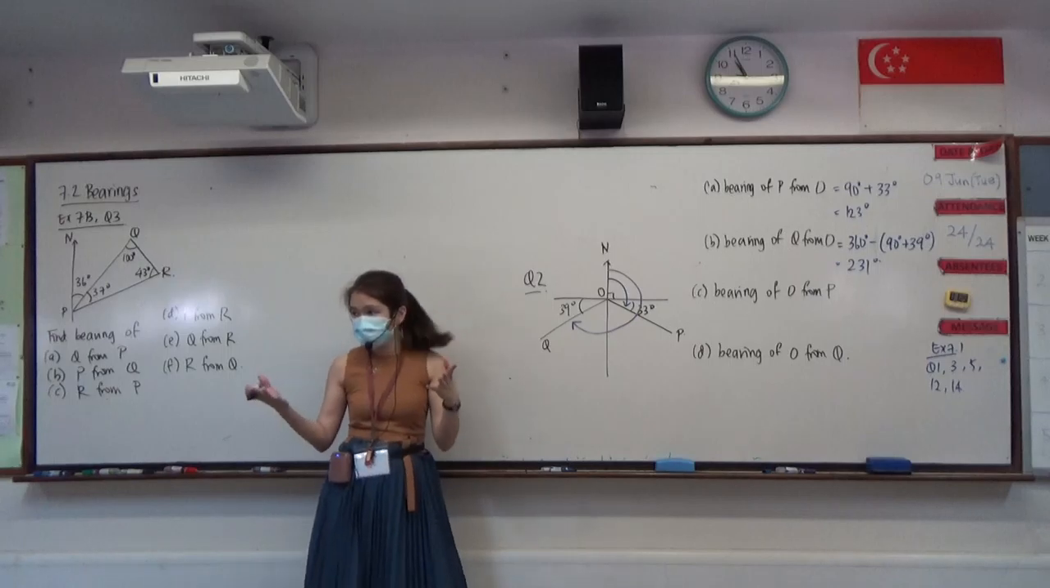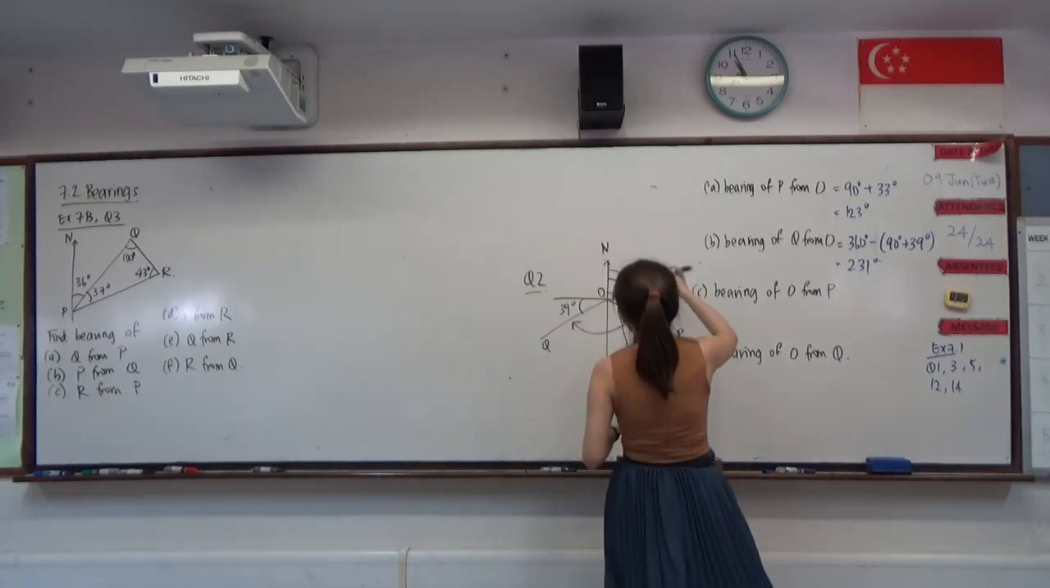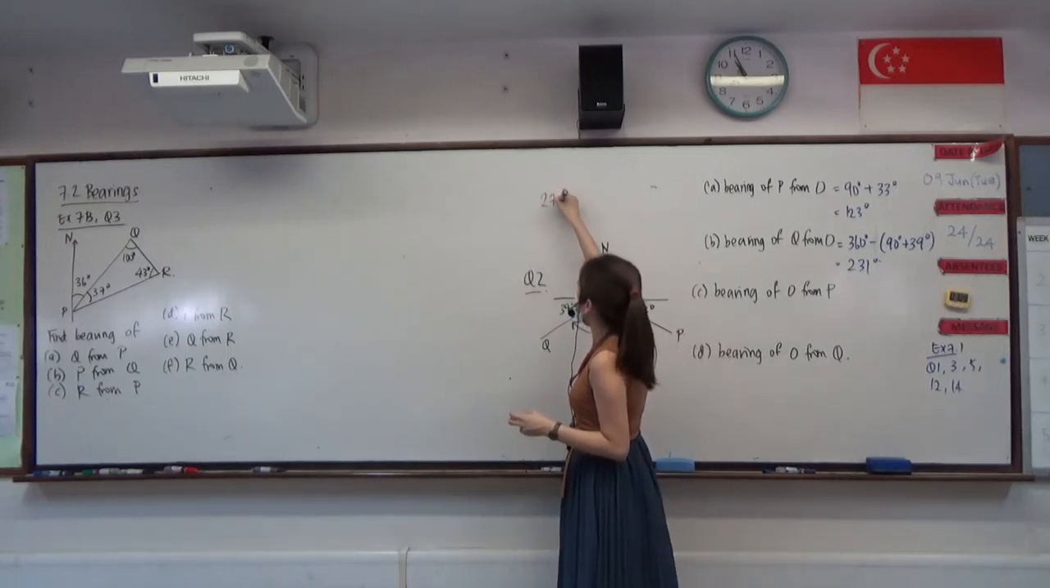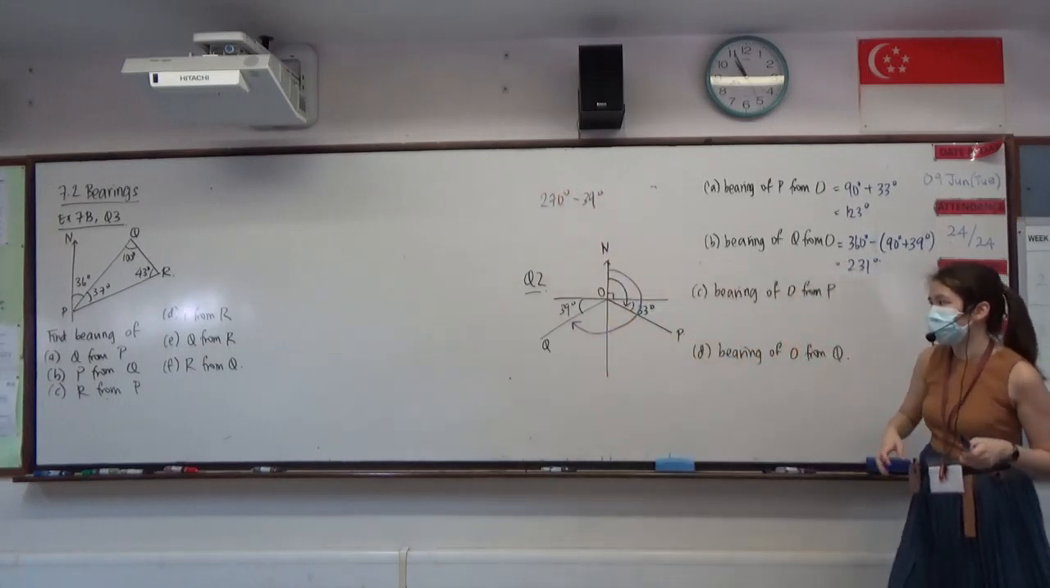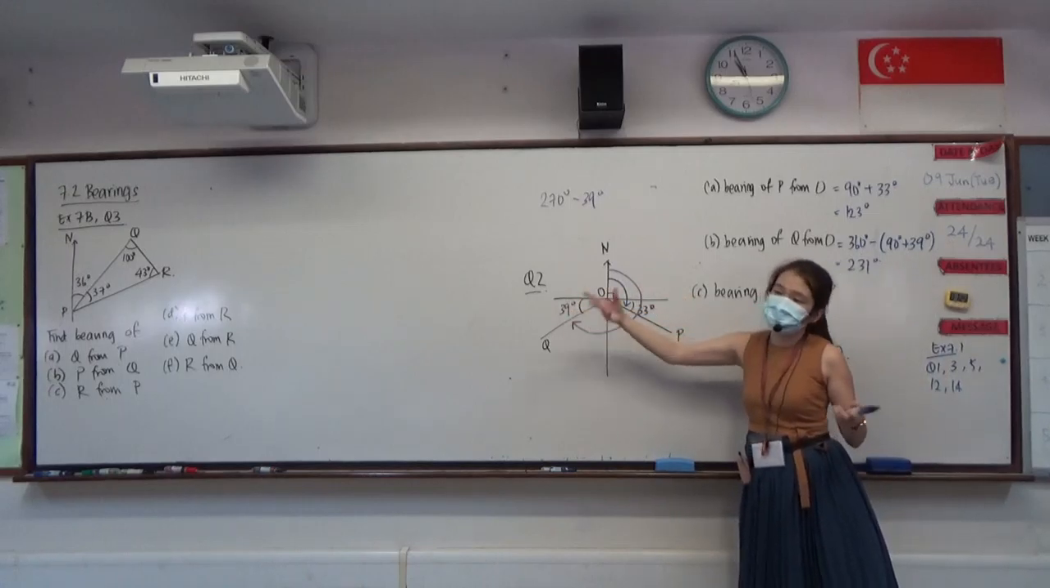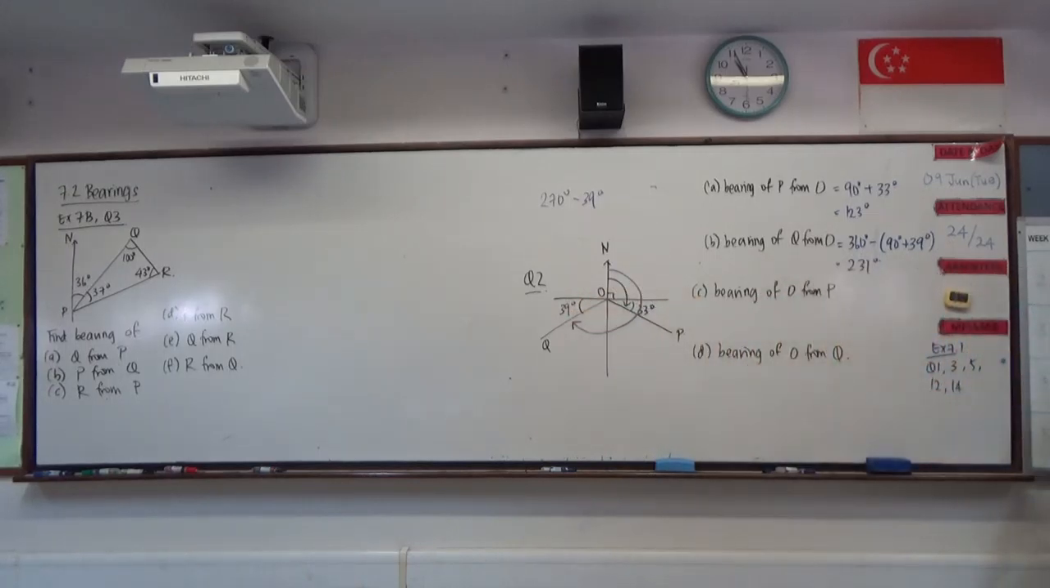Alternatively, what could be done also was to consider 270 degrees minus 39 degrees. So it's depending on perspective or how you see it. So 3 quadrants minus 39, you also get the same answer. Then after that, in part C, O from P, what will your answer be? Zheng Xuan, what's your answer?